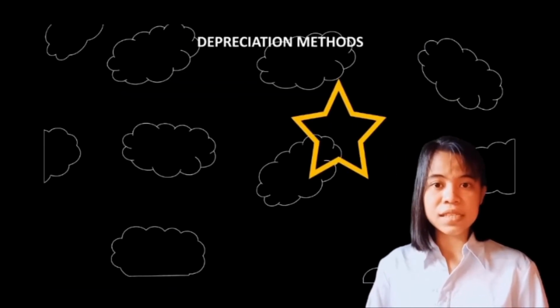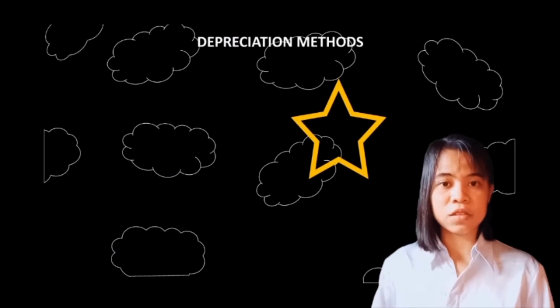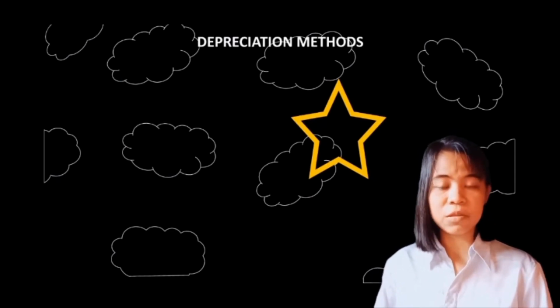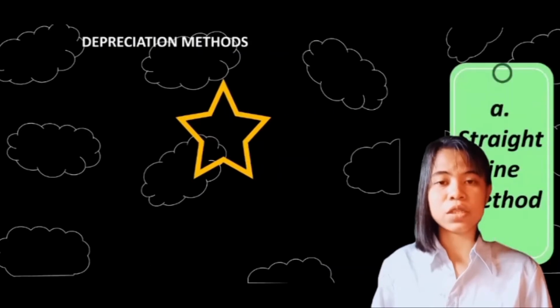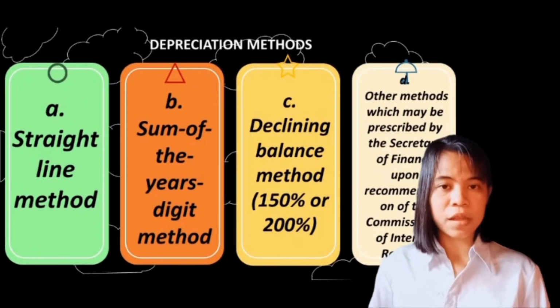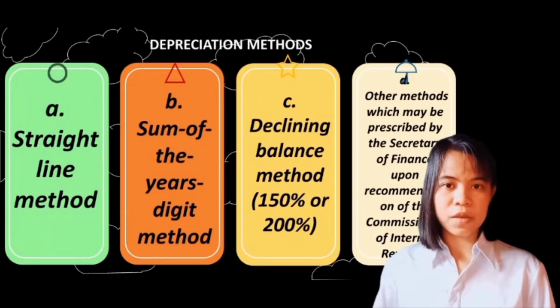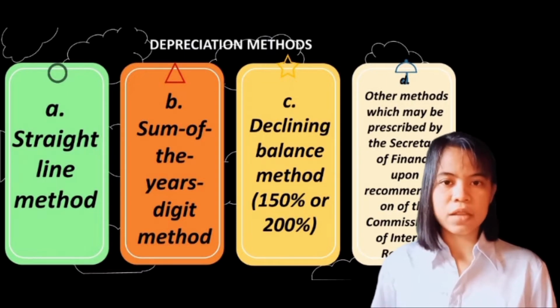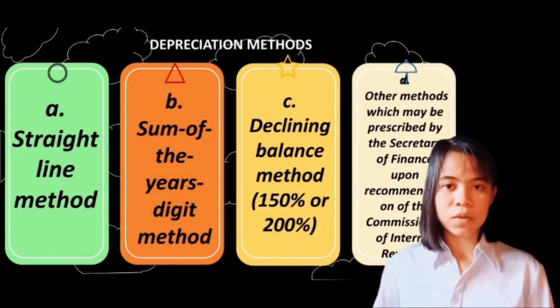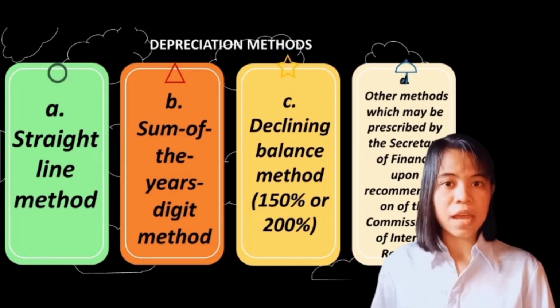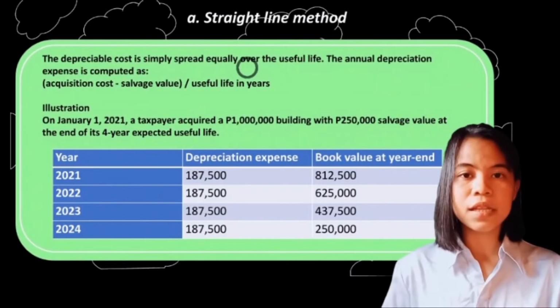Next to discuss are the different depreciation methods. There are 4 different depreciation methods and the taxpayer may choose from the following: straight line method, sum of the year's digit method, declining balance method 150% or 200%, and the other methods which may be prescribed by the Secretary of Finance upon the recommendation of the Commissioner of Internal Revenue. Straight line method.